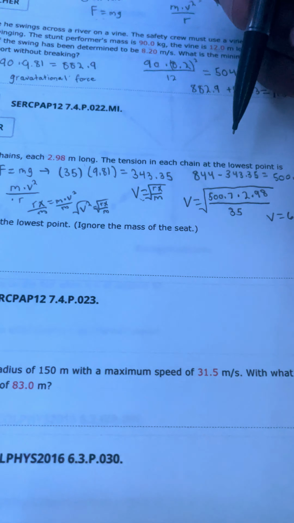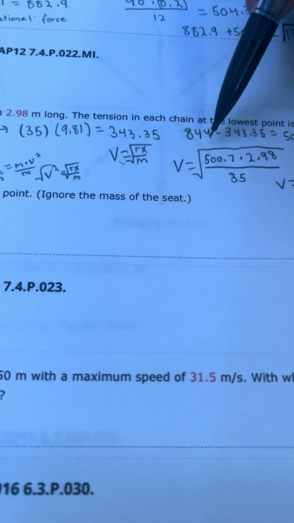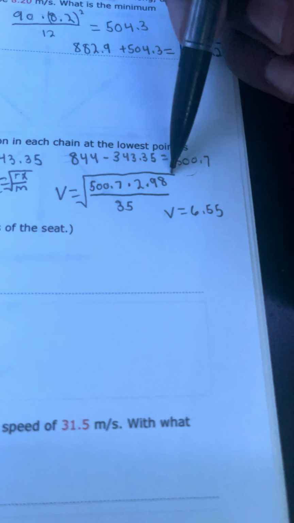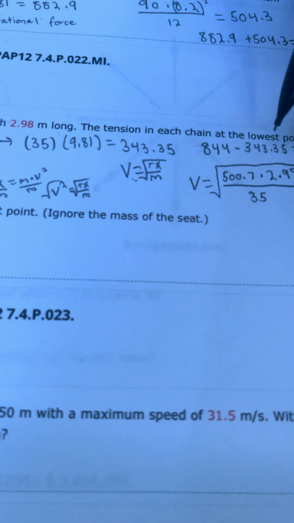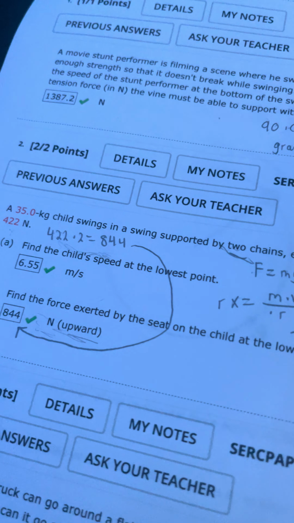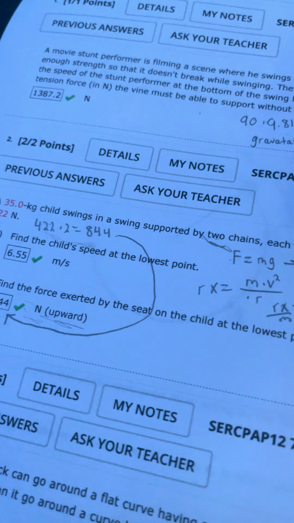Then we take the force supported by the two chains, which we already know is 844. We just subtract the gravitational force from that number to get 507, the total tension force, but that's not what it's asking. It's asking for the child's speed at the lowest point.